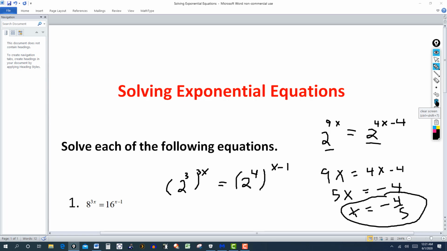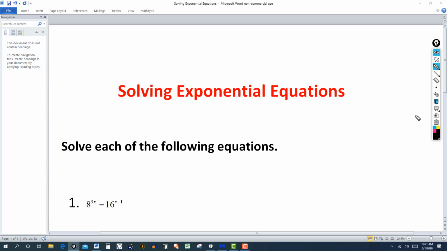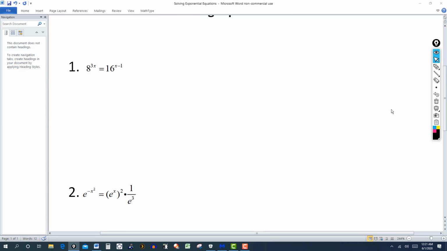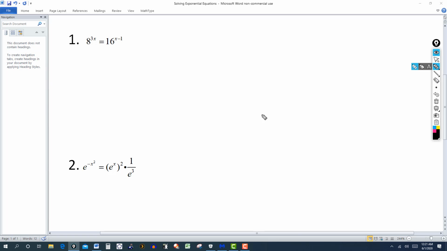Okay, so let's clear this and continue to the next one. Now again, here I have the base is e. So again, I try to see if the same thing will work. So let's say on the left side, I just leave it as e to the minus x squared. And on this side over here, I have e to the x squared.